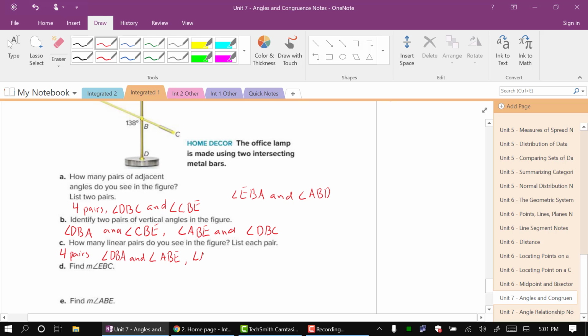angle ABE and angle EBC. Then we also have angle EBC and angle CBD. And then lastly, we have angle CBD and angle DBA.